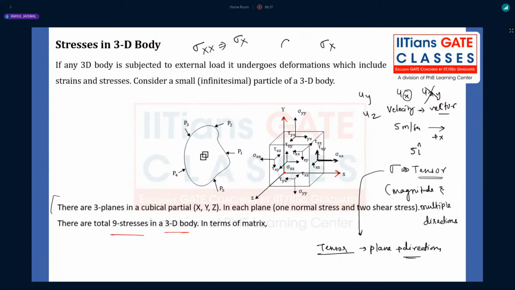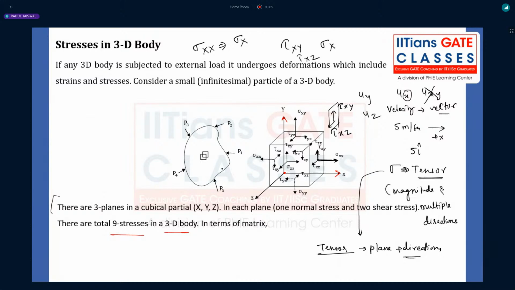But if I only say tau x, then can you say the direction of the shear stress? No. You define the plane, that is the positive x face. On this particular face it will be acting. But here or here, any possibility will be there, right? So if I say only y, then it will be like this. If I say tau xz, then it will be acting like this. Getting my point? So for a tensor, we require one plane and one direction.